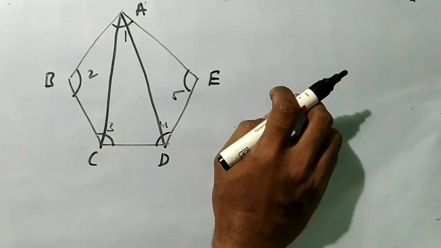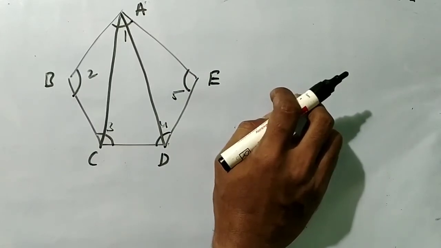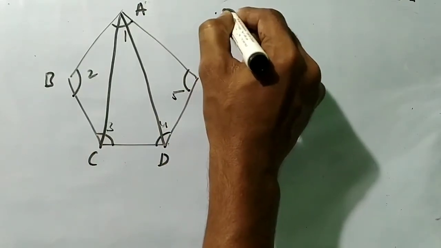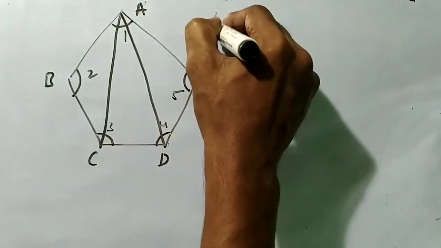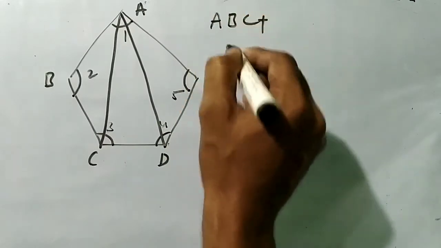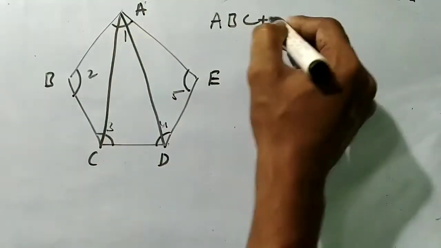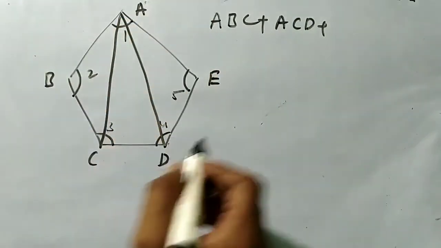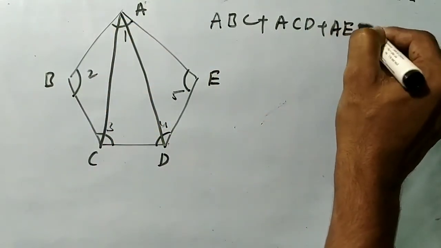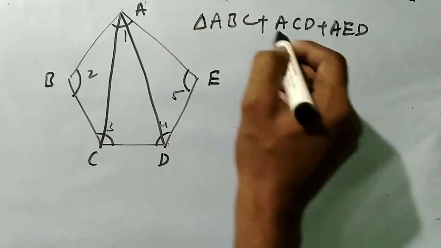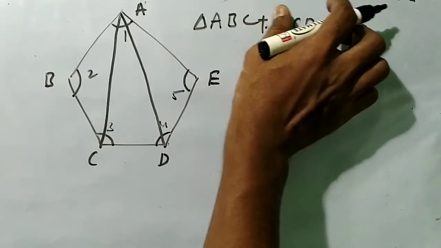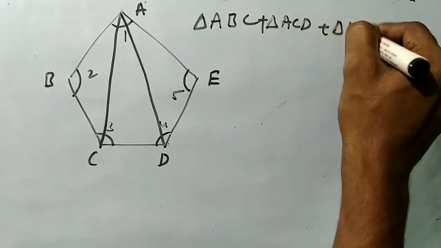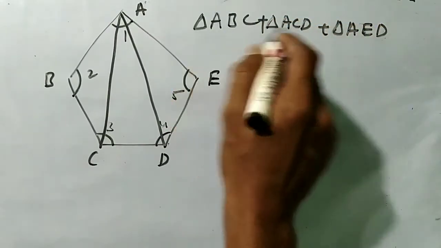So then the three triangles are formed in the pentagon. Let us take triangle number 1, that is ABC, and ACD, plus AED. These are the triangles formed here. I will write here: triangle ACD plus triangle AED. These are the three triangles formed.